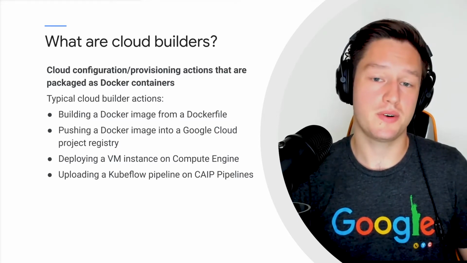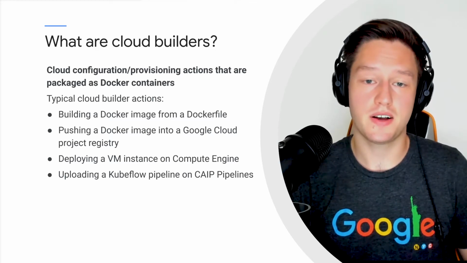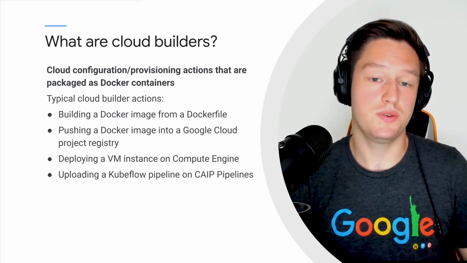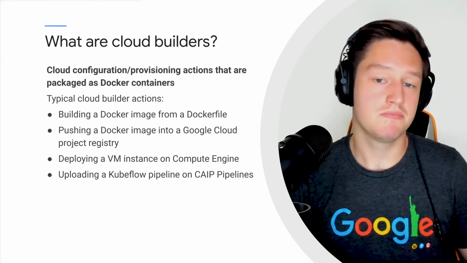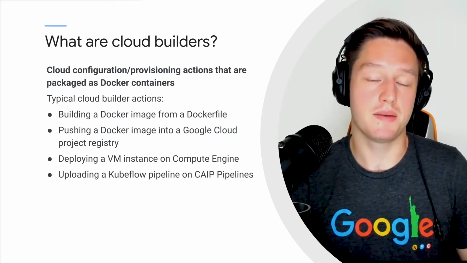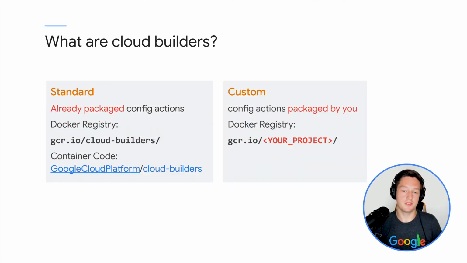Now there's many Cloud Builder actions. Some very common actions are building a Docker image from a Docker file, pushing a Docker image into Google Cloud Registry, deploying a VM instance on Compute Engine, or uploading a Kubeflow pipeline to AI platform pipelines. Now there's two types of Cloud Builders, standard builders and custom builders.